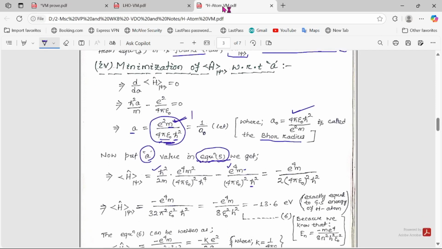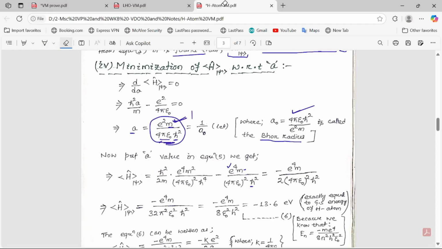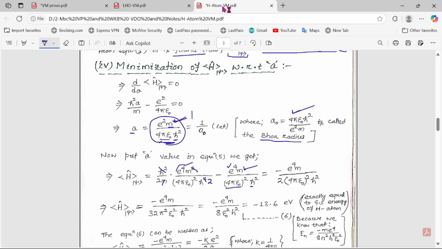So here you can see, h cut square by 2m, here h cut square got cancelled, and here m got cancelled. So how much did we find? We found e to the power 4 into m over (4 pi epsilon naught) square h cut square. But this is the half value, and this is the full value.